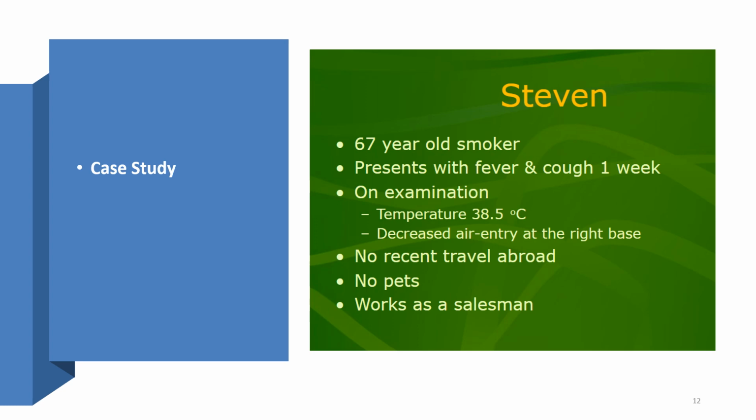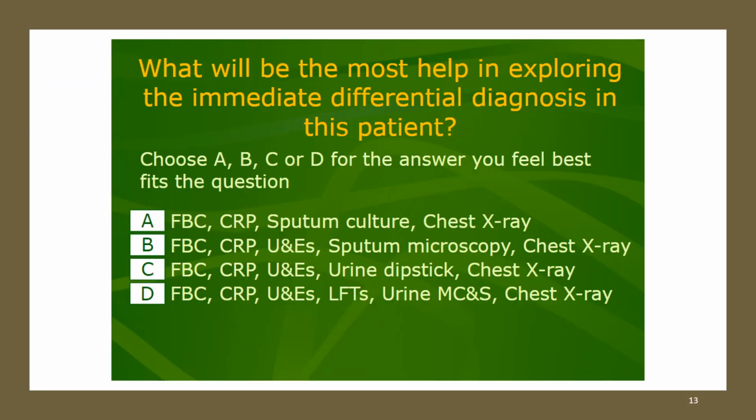Take another case: a 67-year-old smoker presents with fever and cough, no recent travel, nothing worse in the patient history. What would be most helpful in making the immediate diagnosis? Which are the tests? These are the four options. Now, which will be the right option?